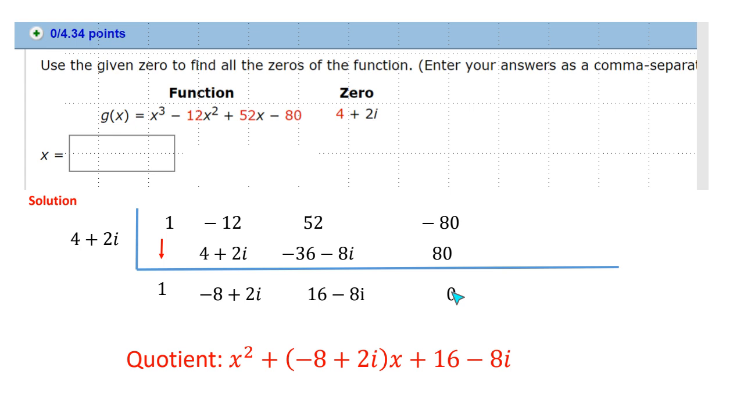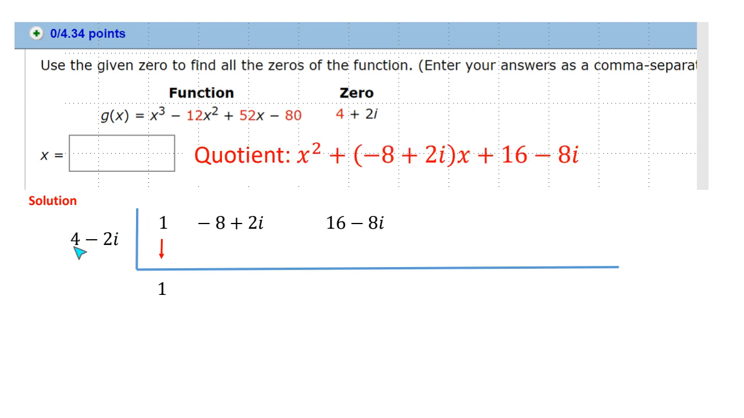So if you don't get 0 here, then we know we did something wrong. We have to get 0 because they already tell us that this is a 0. So your remainder should be 0. Our quotient would be x squared plus negative 8 plus 2i x plus our constant, 16 minus 8i. So you might be thinking, well, that doesn't look any simpler, but what else do we know about this problem? Since 4 plus 2i is a 0 and it's imaginary, we also know that the conjugate, 4 minus 2i, will also be a 0.